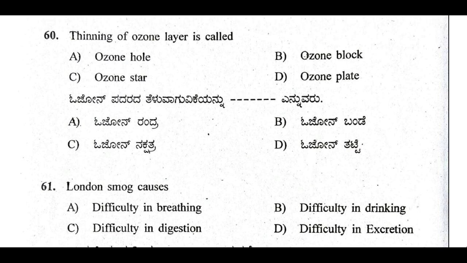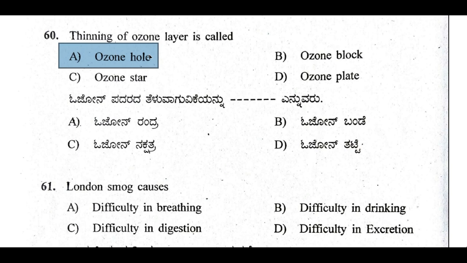Question number 60. Thinning of ozone layer is called ozone hole, ozone block, ozone star, or ozone plate. The thinning of the ozone layer present in the upper atmosphere is called as ozone layer depletion. Some chemical compounds release chlorine and bromine, which on exposure to the high ultraviolet light causes the depletion of ozone. This thinning of the ozone layer over Antarctica came to be known as ozone hole. So therefore, the thinning of ozone layer is called as ozone hole. Option A is the right answer.